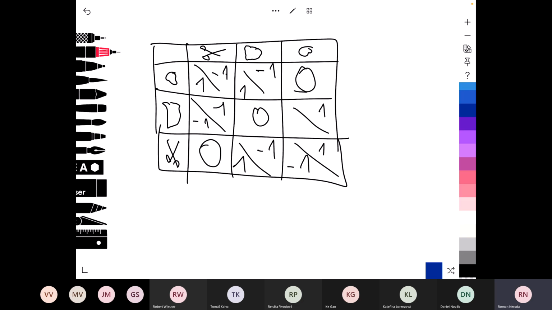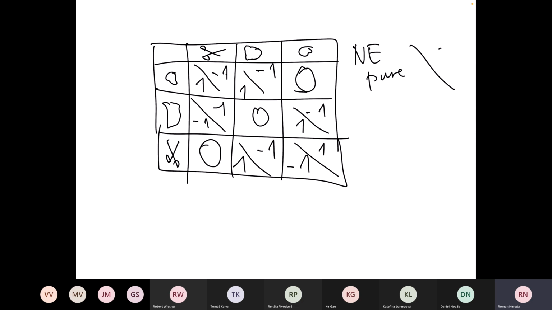No, paper wrapping the rock. Something like that. So that's rock, scissors, and paper. And the interesting situation here is, what's the optimal strategy, right? So the Nash equilibria in pure strategies does not exist.